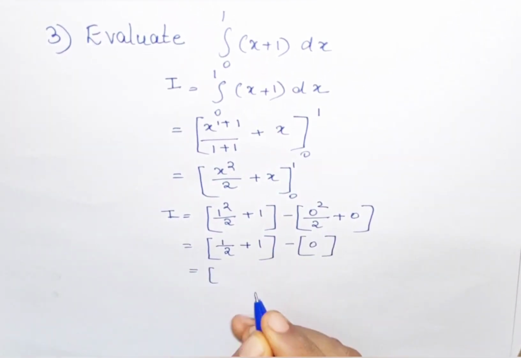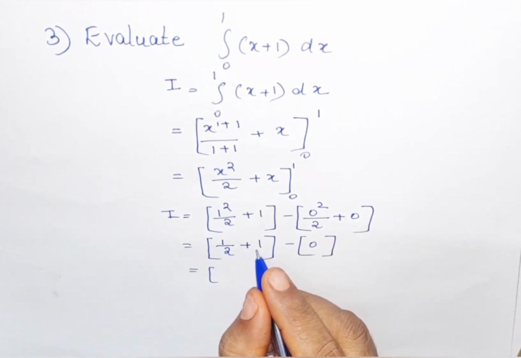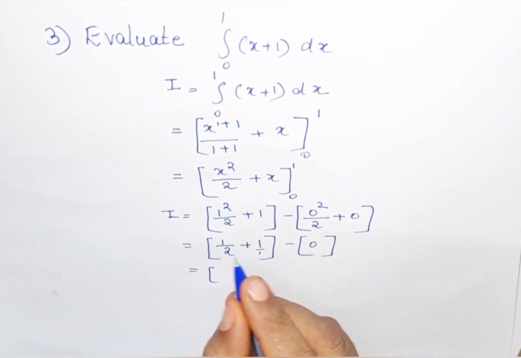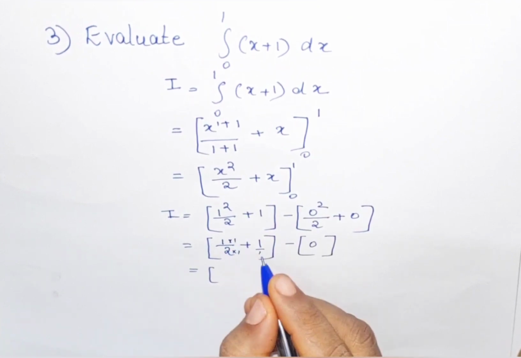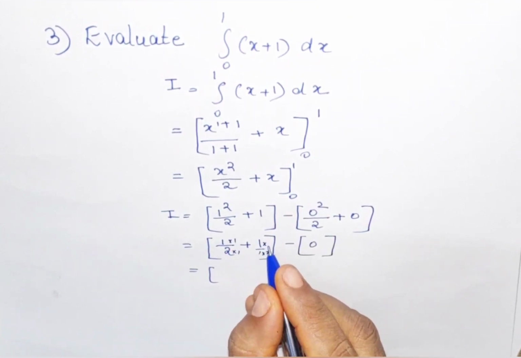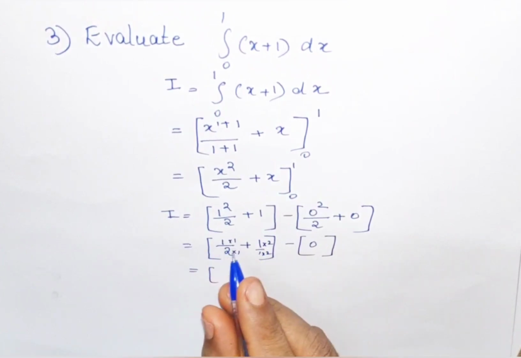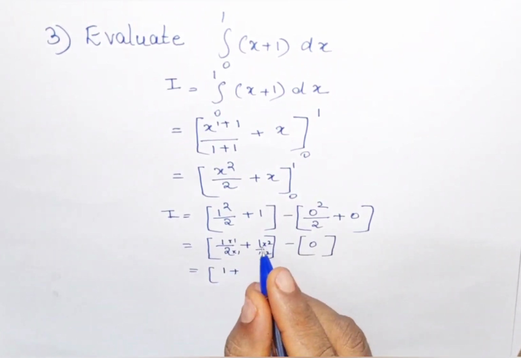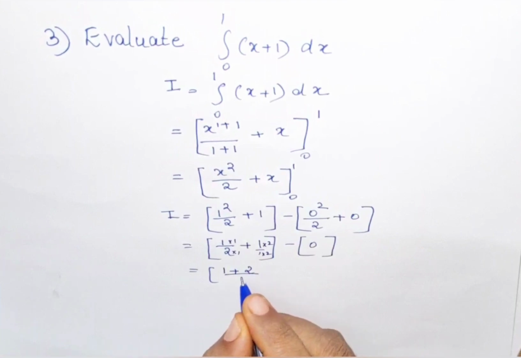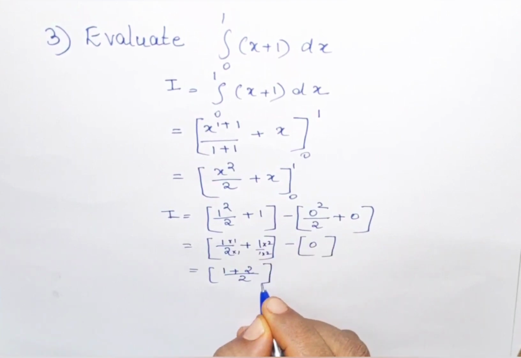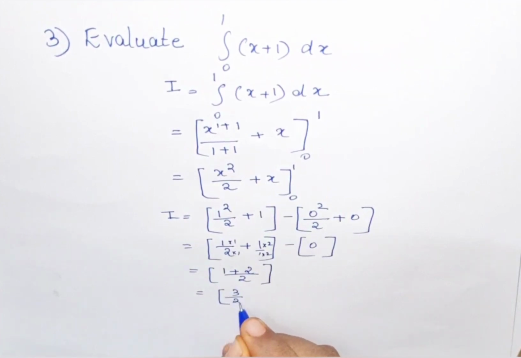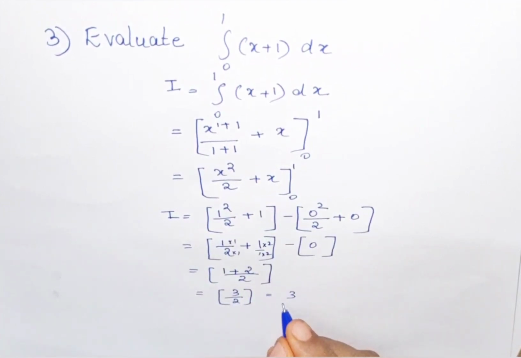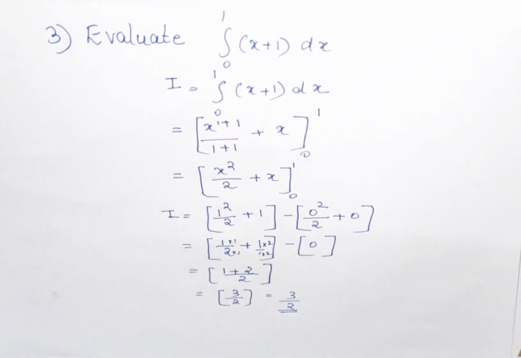So 1^2 by 2 is 1 by 2, plus 1, minus 0^2 by 2 is 0, and 0 plus 0 is 0. So this will be equal to half plus 1. We have to take LCM. So the LCM is 2 here. 2 1s are 2, 1 2s are 2. So the numerator becomes 1 plus 2 divided by 2. 1 plus 2 is 3, so 3 by 2. 3 by 2 minus 0 is 3 by 2. So this is the answer.